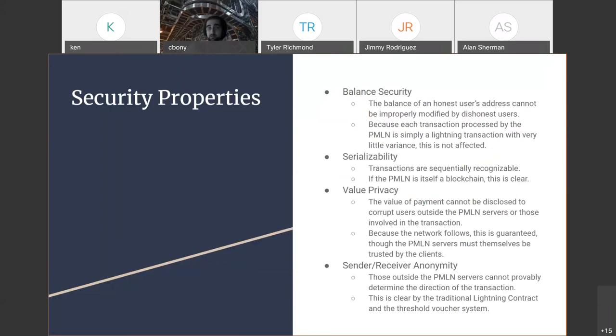Otherwise, of course, balanced security, unless you have a quantum computer that can reverse engineer these signatures, you're not going to get through that. Serializability, if the PMLN itself is a blockchain, you're not going to get through that. Value privacy, as long as you trust the PMLNs, the individual transactions, you can't tell because it's just a single end state by the parent transaction and children transactions. And sender receiver anonymity, again, just using a threshold voucher system with that threshold encryption, the anonymity is preserved.